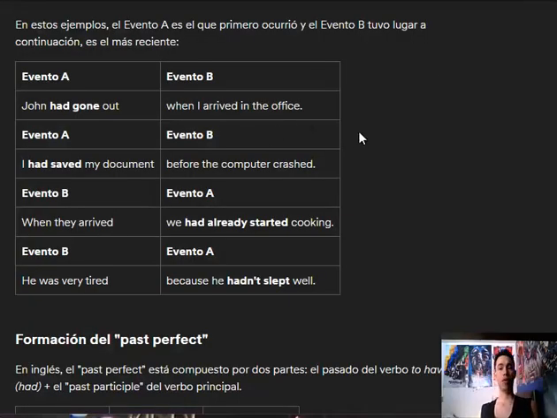And as I mentioned before, it is used to indicate that one event occurred before another one. So here we have some examples with event A and event B. So it could be, John had gone out when I arrived in the office. I had saved my document before the computer crashed. Or we can switch it: When they arrived, we had already started cooking, or he was very tired because he hadn't slept well.